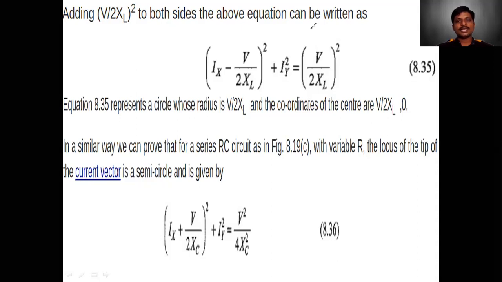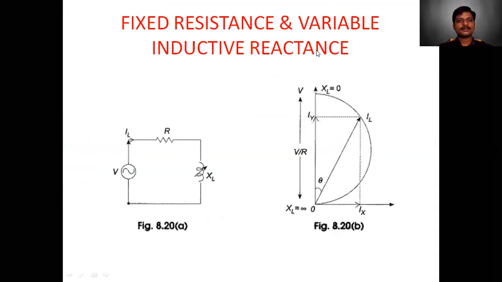Next we will be looking into this. In previous cases we fixed the reactance and changed the resistance. Now we are going to fix the resistance and vary the reactance. First I will take inductive reactance, which means I am going to take an RL circuit where the resistance is fixed and inductance is variable.